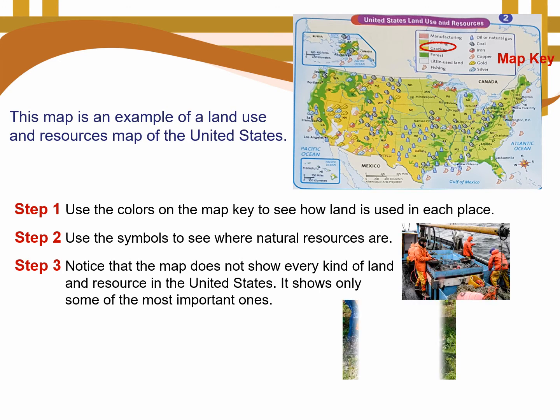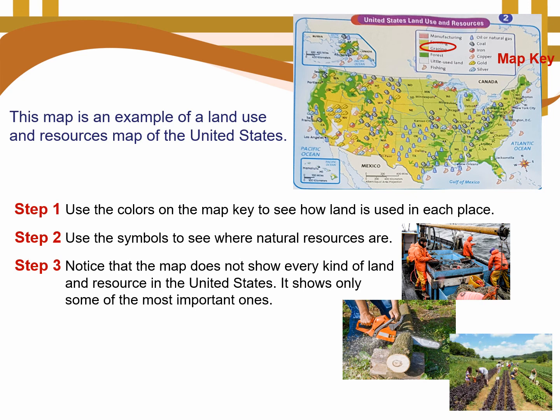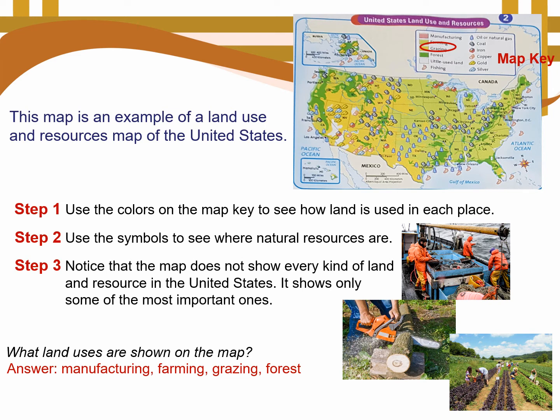Look at several pictures here. People use the land and waters of the United States to provide important resources. They cut lumber, they catch fish, and grow crops. Let's answer these questions. What land uses are shown on the map? Let's see the answer. They are used for manufacturing, farming, grazing, and forest.